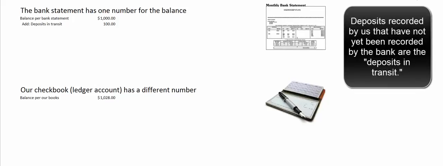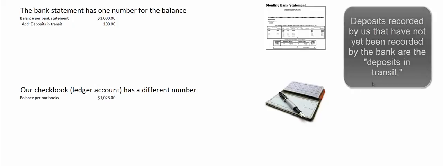Well, if we mailed in a bank deposit on April 30th, we wrote it down in our checkbook as made, but they don't know about it as of April 30th because it hasn't shown up. Or maybe we put it in the night deposit on April 30th. Whatever the reason, it doesn't know about that deposit in transit. Deposits in transit mean deposits that we've recorded on our books but hadn't arrived at the bank at the time that they prepared the monthly bank statement.